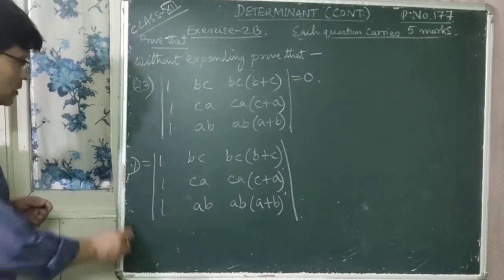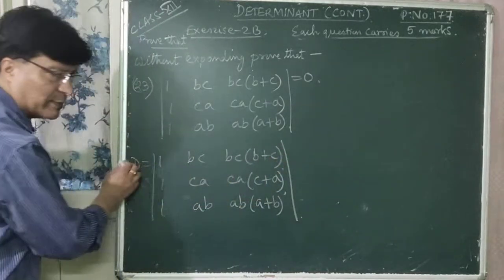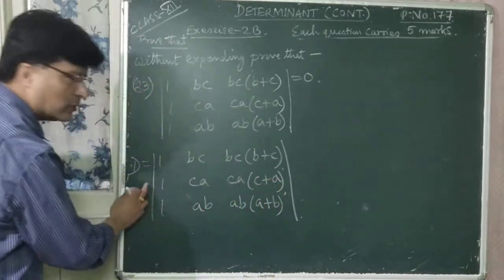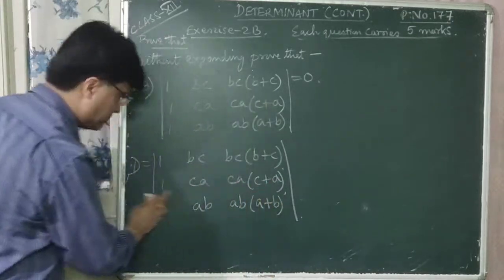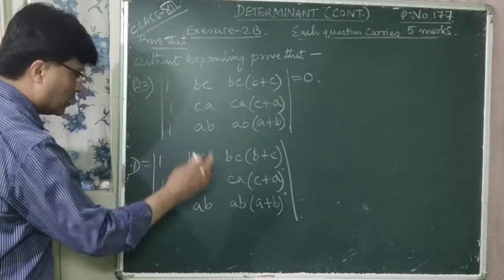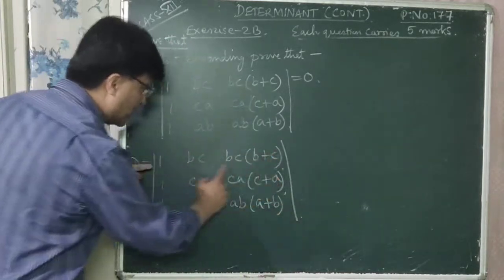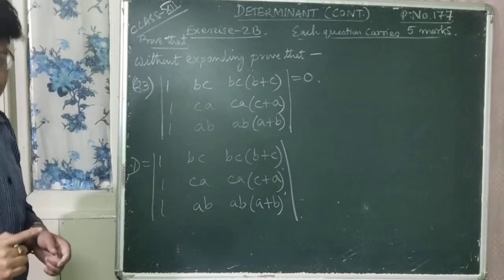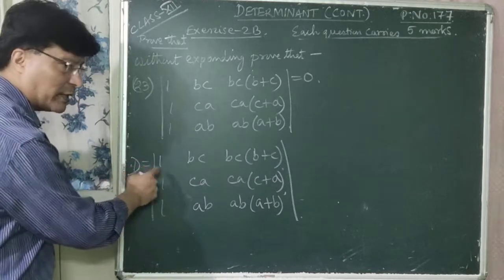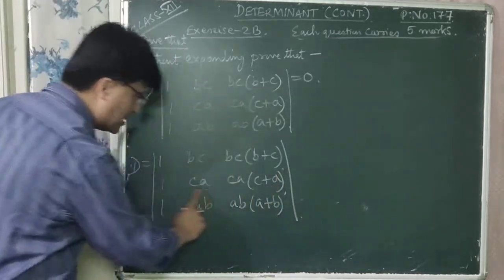So now, in the first row, A is missing. There is no A here. In the second row, which one is missing? B is missing. And in the third row, what is missing there? C is missing. So let us multiply the first row by A. But we are multiplying ourselves, so to cancel it, what do we write in front? 1 upon A.